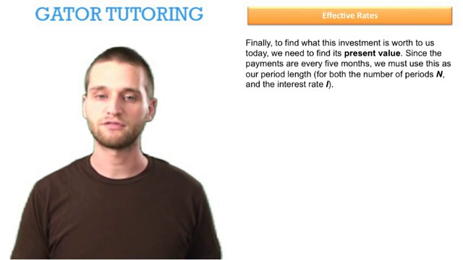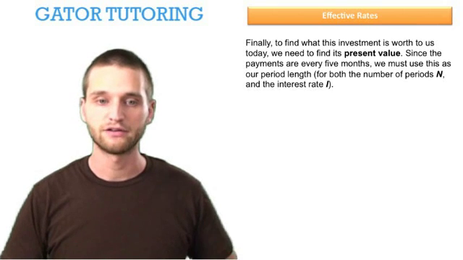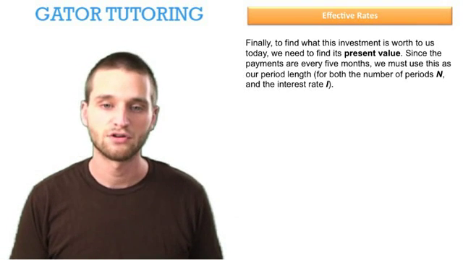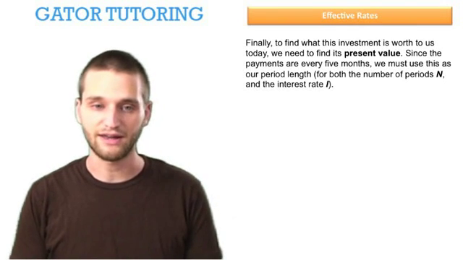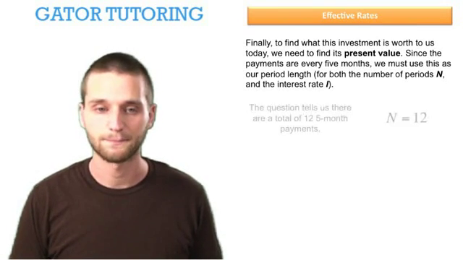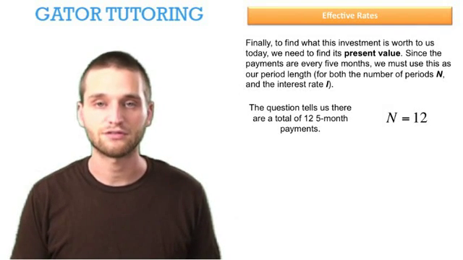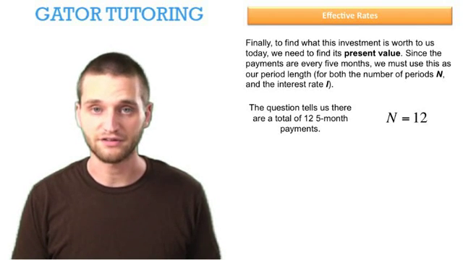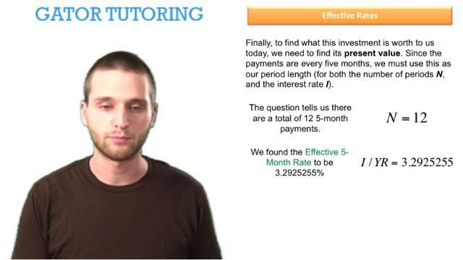Finally, to find what this investment is worth to us today, we need to find its present value. Since the payments are every 5 months, we must use this as our period length for both the number of periods N and the interest rate I. The question tells us that there are a total of 12 5-month payments, so we put in 12 for the number of periods N.